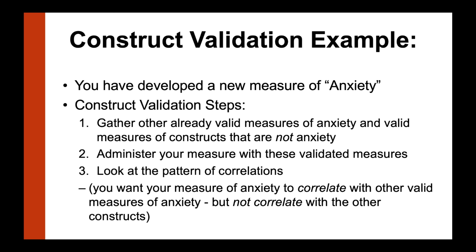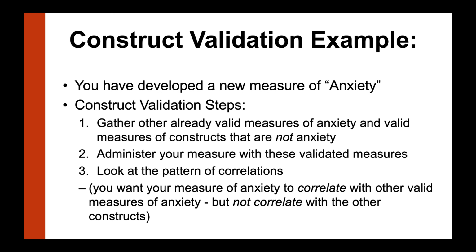Now, I mentioned that you're going to include measures of constructs that you assume to be unrelated to anxiety, such as enthusiasm and anger. You also want to correlate those with your measure of anxiety, because what you'd like to show is that while your anxiety measure correlates highly with the other measures of anxiety, and that's what you would expect, you also want to show that your anxiety measure does not correlate with things like enthusiasm or anger or any other construct that you can think of that theoretically should not be related to yours.